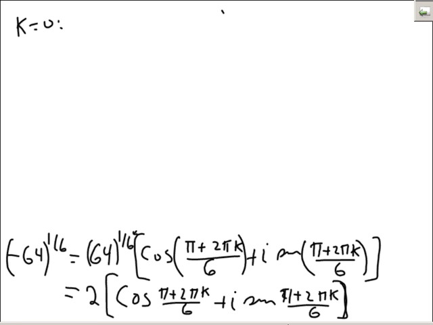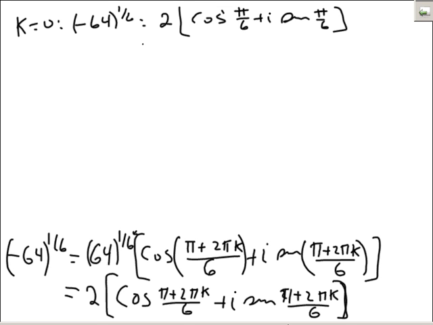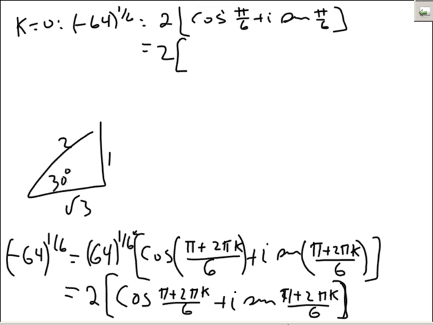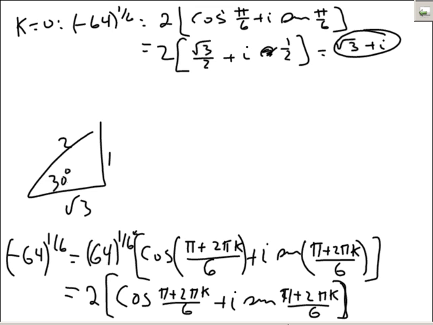If k is 0, then one of the 6 roots will be 2 times cosine of pi over 6 plus i times the sine of pi over 6. Pi over 6 is 30 degrees. The cosine of 30 degrees is square root of 3 over 2, plus i times the sine of 30 degrees, which is a half, and this gives you the square root of 3 plus i. If you multiply that number by itself 6 times, you won't believe it, but you'll get negative 64. That is one of the 6 answers.